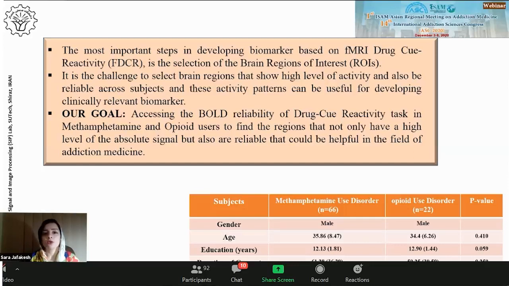but reliability is another important factor. In this project, we set up a model that has both a high level of activation and reliability of the signal. Our subjects are 66 MET users and 22 opioid users. Both groups are male and are matched in age, education, and other factors.